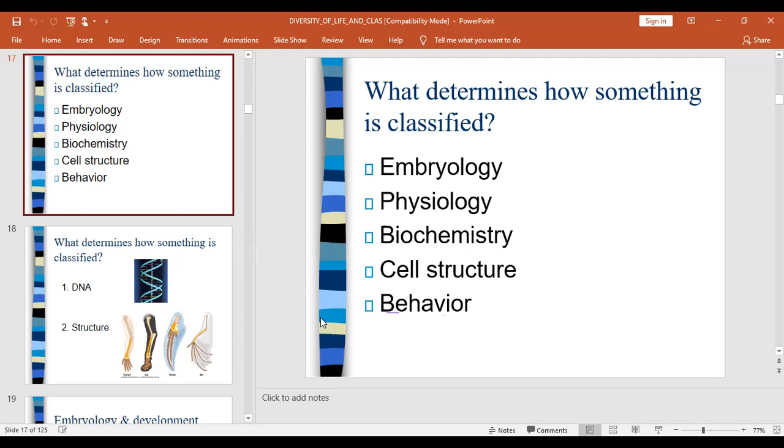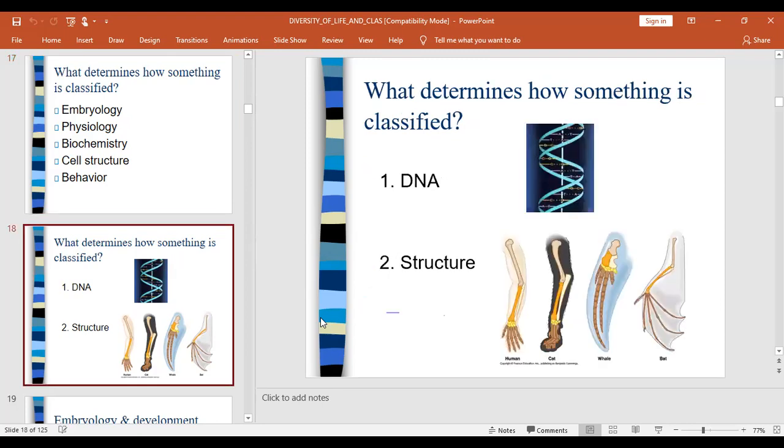And then also the behavior. Human beings have a sense to reason, and therefore they are classified. Much as we are close to the chimpanzees, they don't reason, and therefore that behavior puts us in different classes. Now, look at how things are classified.